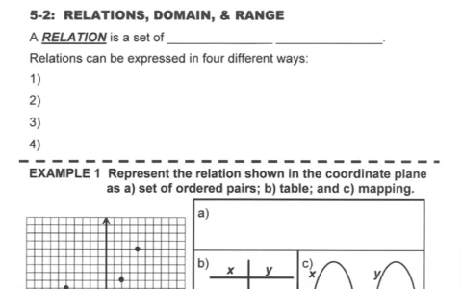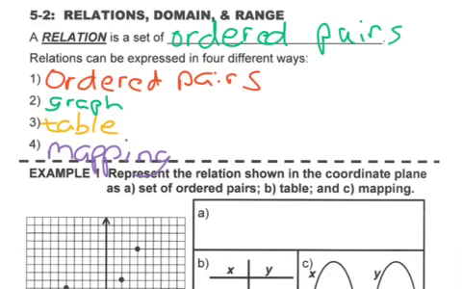A relation is a set of ordered pairs. Here's where I'm going to hit pause, fill things in, and then flash it back up. Okay, so a relation, that's just another way of saying ordered pairs, your x's and your y's. And you can express those as ordered pairs, as a graph, table, and mapping. Hit pause now to catch up writing.